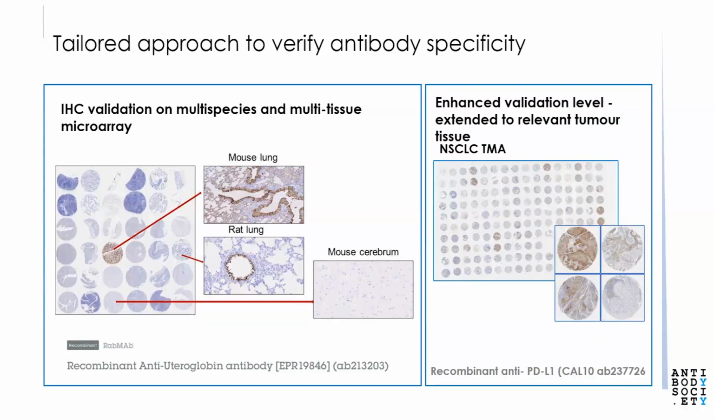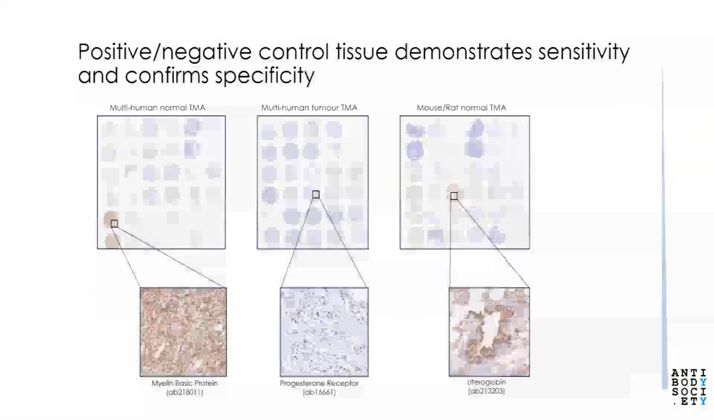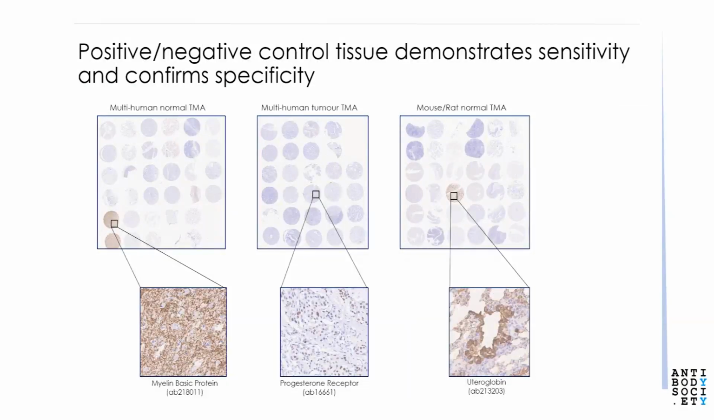And we also extend our validation to the relevant tumor tissue when this is necessary. And as you can see here, this is the case of an anti-PD-L1 antibody where we are testing in multiple tumor samples in a tissue microarray, and also including the normal control tissue. And this is very important, as well as utilizing the right positive controls.